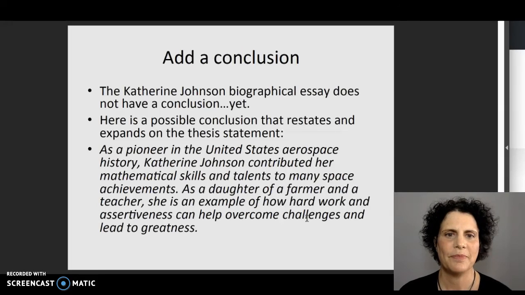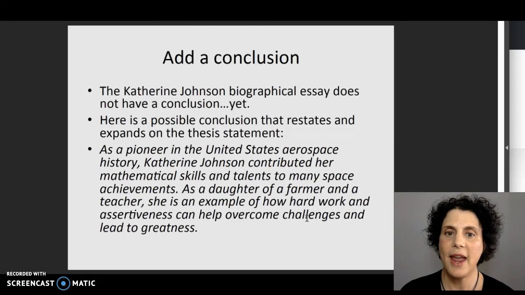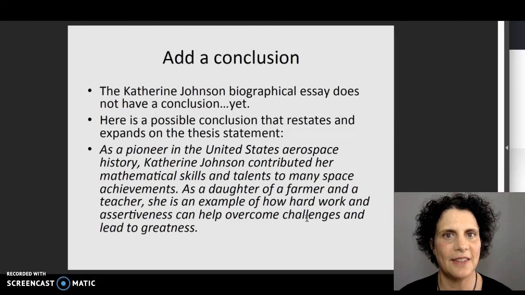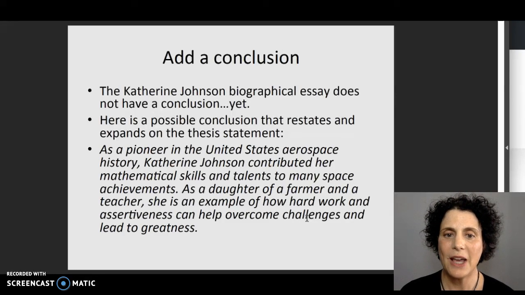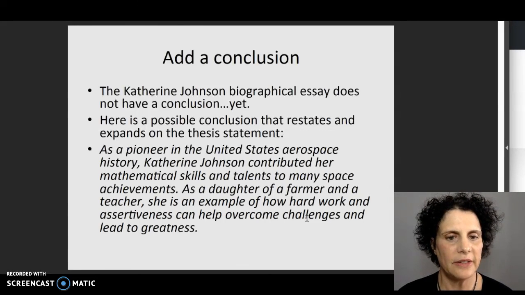Add a conclusion. The Katherine Johnson biographical essay does not have a conclusion yet. Here is a possible conclusion that restates and expands on the thesis statement: As a pioneer in United States aerospace history, Katherine Johnson contributed her mathematical skills and talents to many space achievements. As a daughter of a farmer and a teacher, she is an example of how hard work and assertiveness can help overcome challenges and lead to greatness.